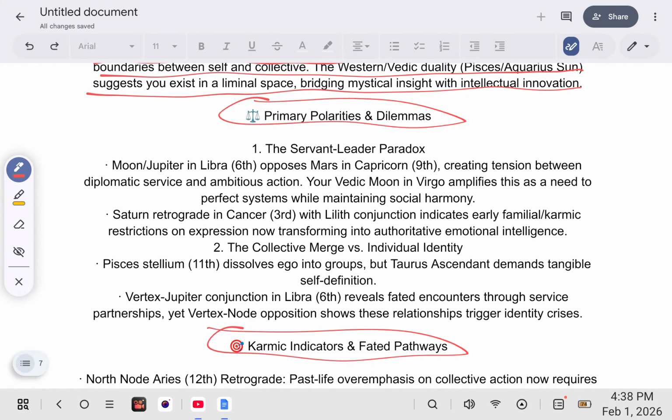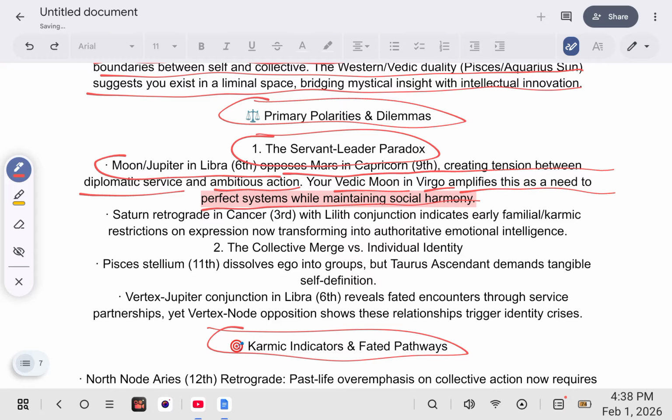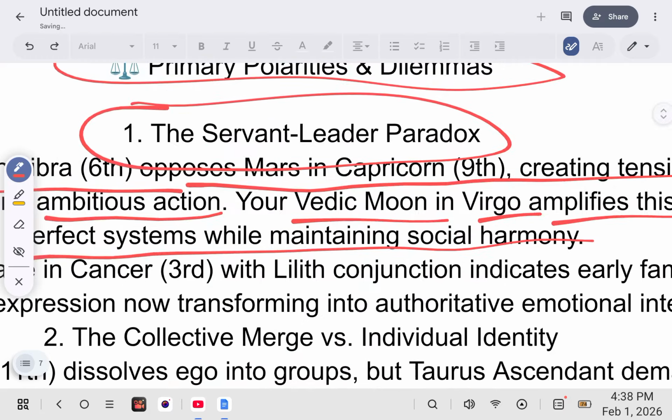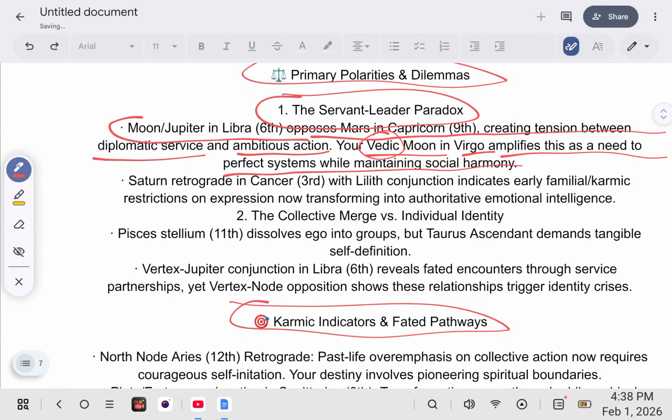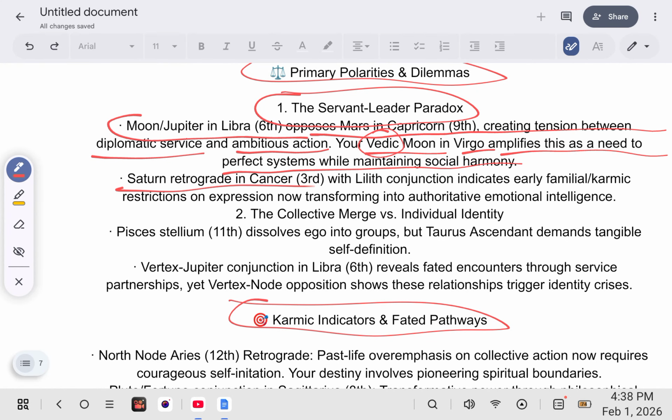So, primary polarities and dilemmas. The servant-leader paradox. My moon, Jupiter in Libra 6th, opposes my Mars in Capricorn in the 9th house, creating tension between diplomatic service and ambitious action. My Vedic moon in Virgo amplifies this as a need to perfect systems while maintaining social harmony. It's important to me that I talk about your Vedic astrology as well. So Saturn retrograde in Cancer in the 3rd house with Lilith conjunction indicates early familial karmic restrictions on expression now transforming into authoritative emotional intelligence.